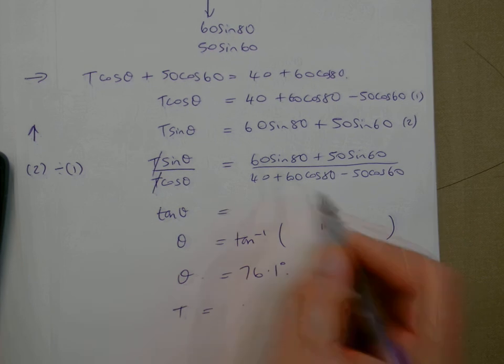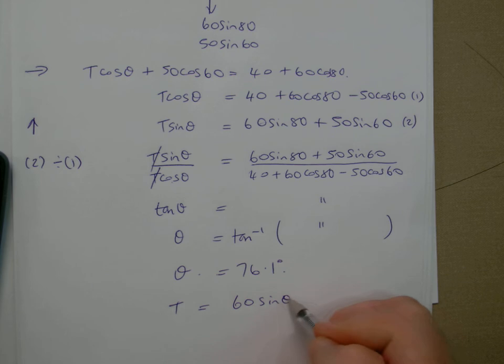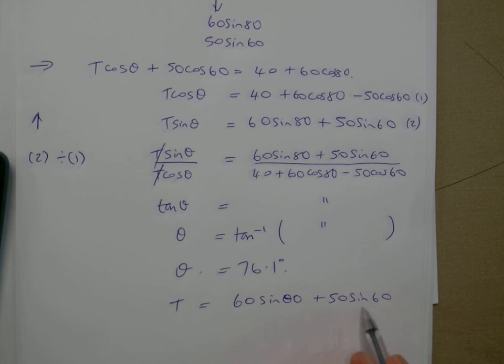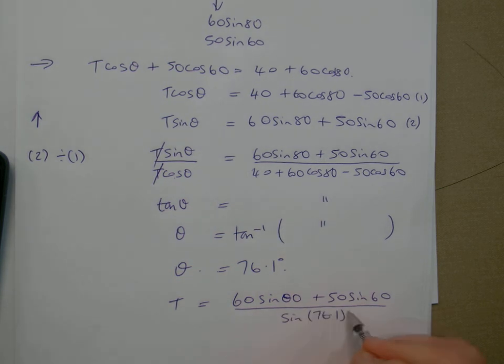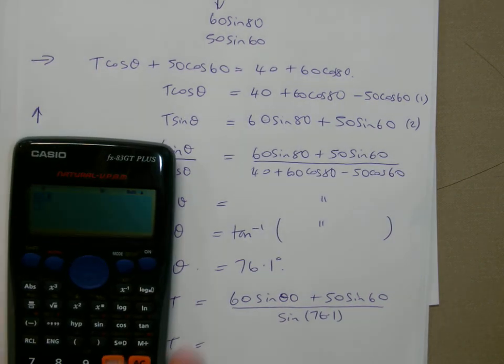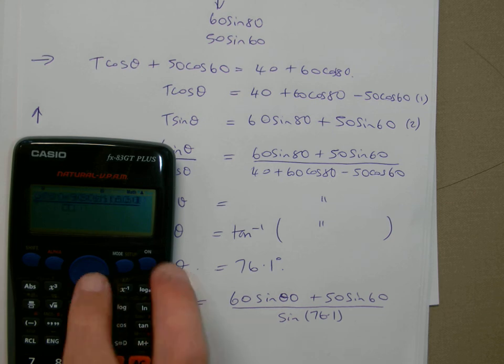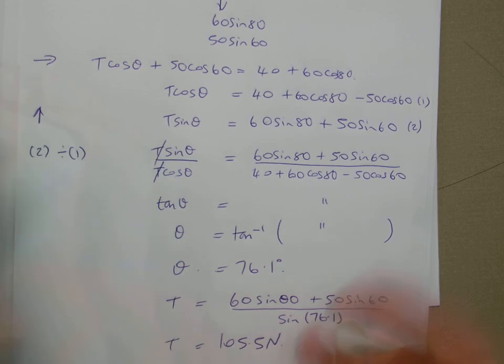So if I take equation 2, which is the smallest to write down, you've got 60 sine 80 plus 50 sine 60, and you're going to divide by sine theta, where theta is 76.1. So on my calculator, 60 sine 80 plus 50 sine 60, then go down there, sine of 76.1, and then press equals. I get my tension to be 105.5 newtons.